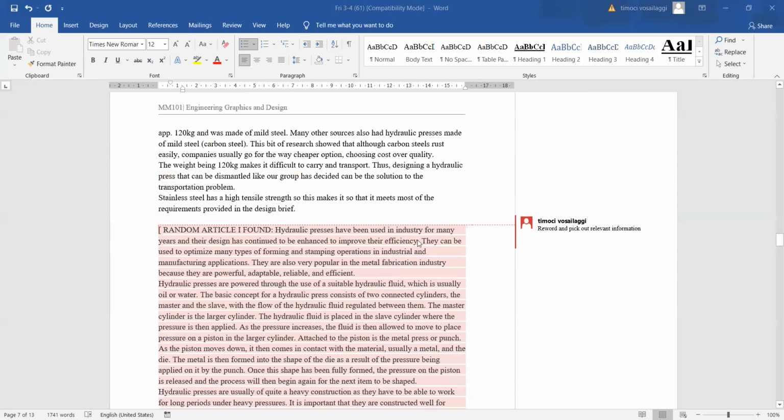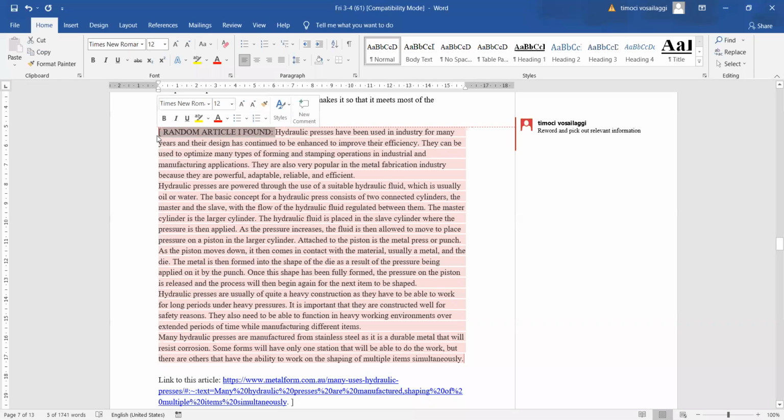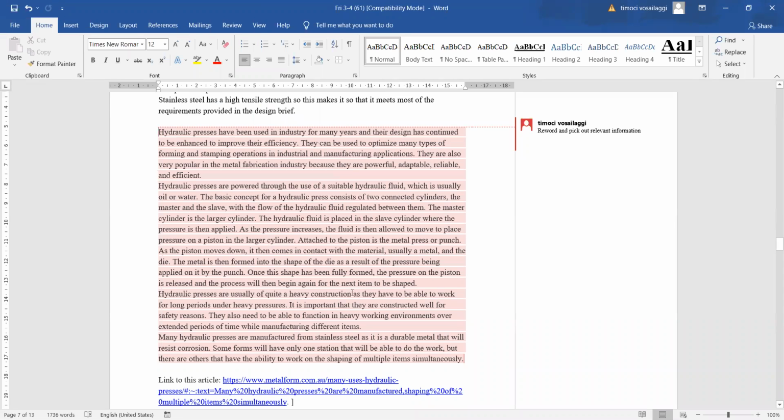You've also included a bit of an article. You need to properly read this, digest this, and then reword it. Because as it is, this is bringing your plagiarism count way up.